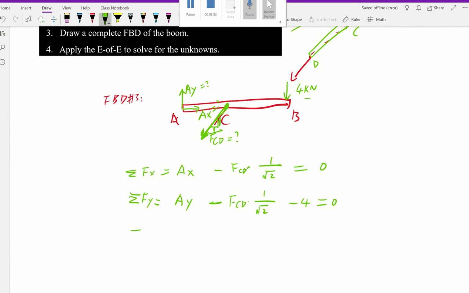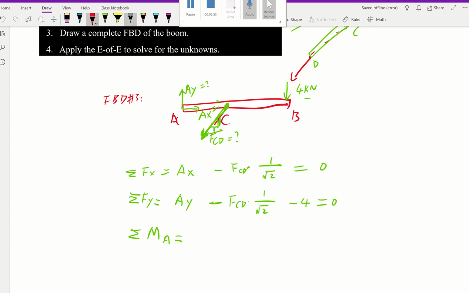Then the very last one, we're going to do moment. Let's see, what do we take moment about? We have a lot of forces going on, so we'll choose point A. If we choose point A, AX and AY will not show up because the forces go through point A, so the moment will be 0.